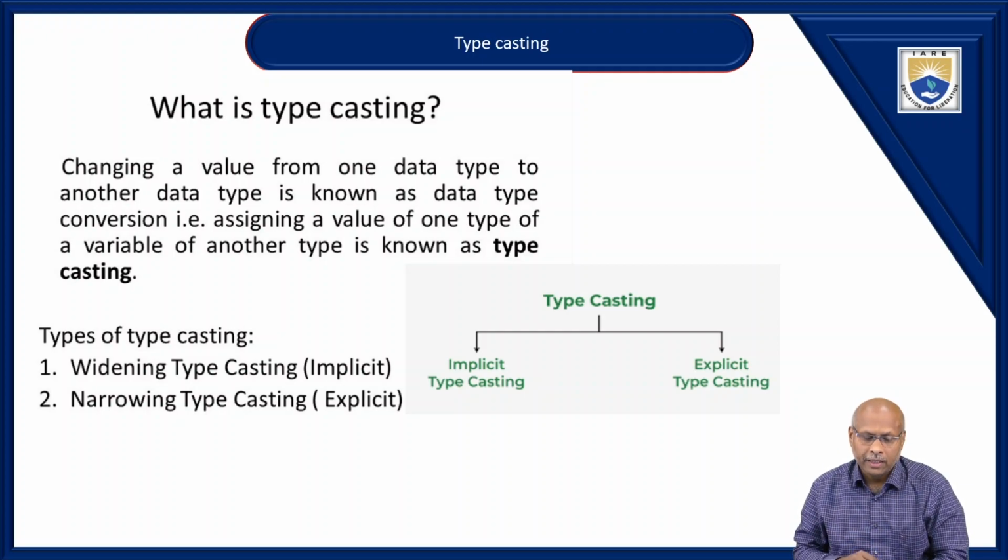In a simple form, you can say this implicit typecasting is called widening typecasting. Similarly, explicit typecasting is also known as narrowing typecasting. So these are the two important types of typecasting. With the help of typecasting, you can convert one data type to another data type. That means the value of the variable you can convert from one type to another type.